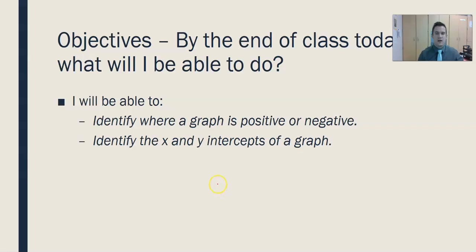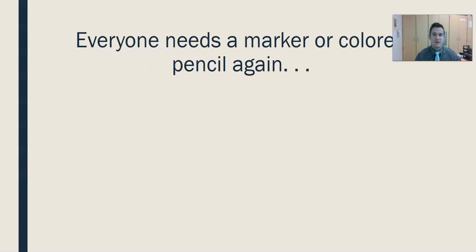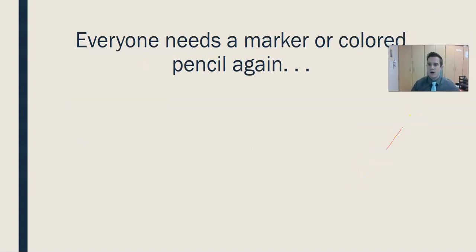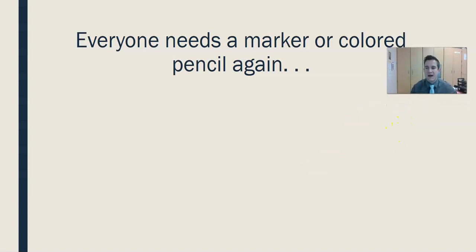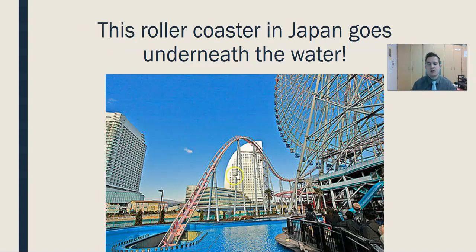By the end of this video, what I hope you're able to understand is how to identify where a graph is positive or where a graph is negative, and identify the x and y intercepts of a graph. That's what hopefully we're going to be able to do at the end of this video. If you have my guided notes, it might be helpful to have a colored pencil or a marker to mark the graphs in the way that we're going to here.